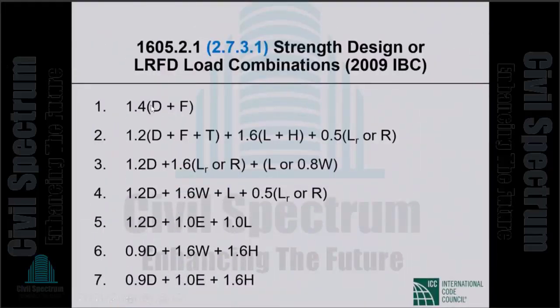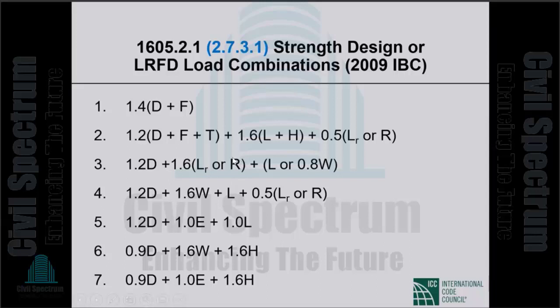So if it is only dead load acting on the structure plus the horizontal earth pressure, if present, then the load factor is 1.4. When it is dead load in combination with live load and roof live load or rain, the dead load factor is 1.2. Anyway, so this is dead load, this is dead plus other gravity loads, this is dead and rain and wind. So these are load combinations involving wind.